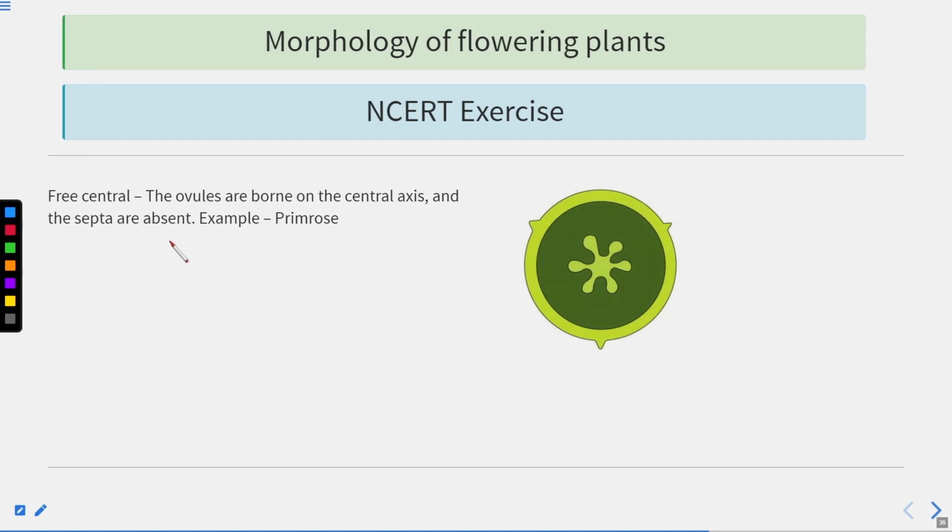This is again, the last one is the free central. The ovules are borne on the central axis and the septa are absent. Okay, no septa you can see here. It is the central axis through which the ovules are attached, like this. The ovules are attached. This we see in the case of primrose.